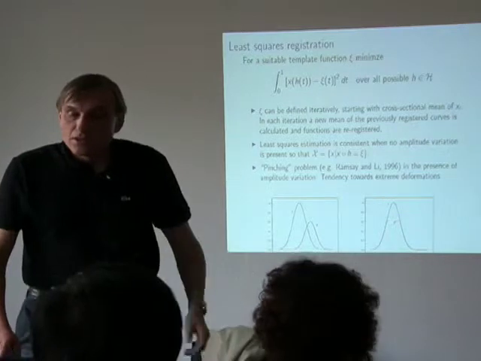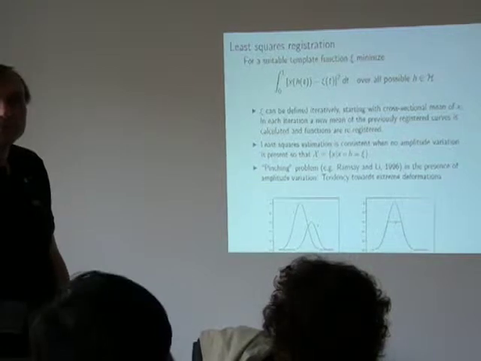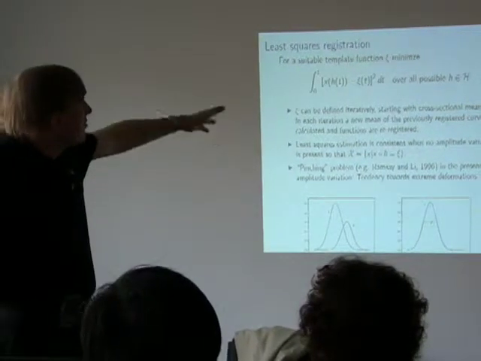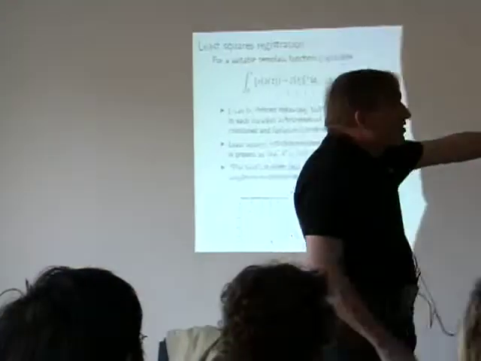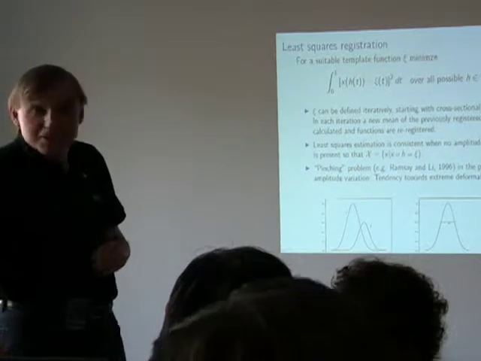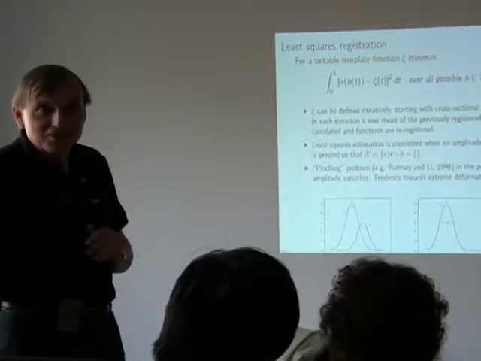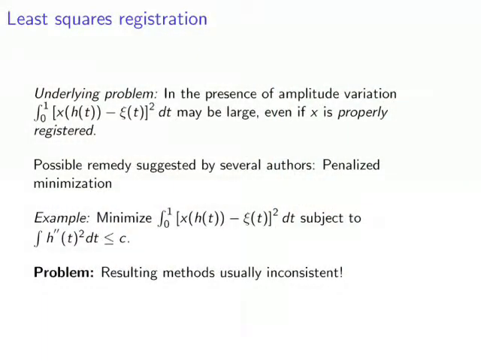You can always normalize it just by dividing by the maximum. Well, this may work if you have things like that. It doesn't work for more complex things. I don't say that there are no ways to do it; it's only this method that doesn't work. And the underlying problem is that in the presence of amplitude variation, this difference may be large even if x is properly aligned.